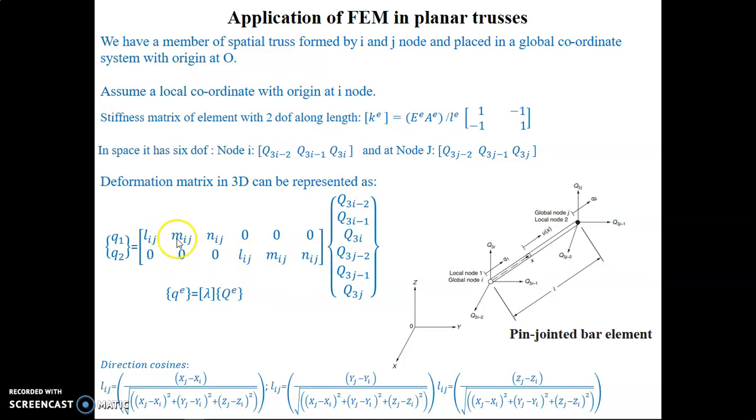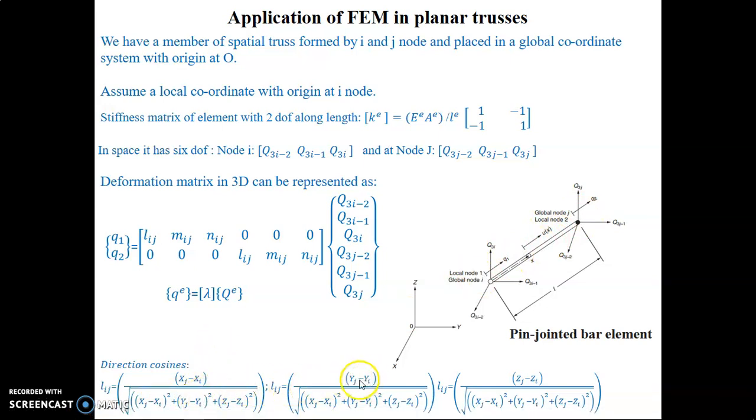So these Lij, Mij and Nij will represent the direction cosines of this element. How are we going to obtain the direction cosines? xj minus xi represents the length of this element along the x direction, divided by the length of the entire element. We will be getting the direction cosine along the x direction.